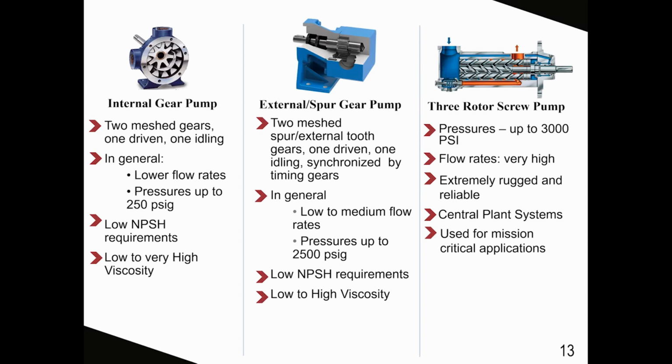Spur gear pumps we typically recommend for medium range systems, 200 gallons an hour to 30 GPM with pressures up to 300 psi. And then we have a rotary screw type pump we typically recommend for large central heating plants, data centers, hospitals, anything high end. That range is 20 GPM to 280 GPM, and up to 500 psi.